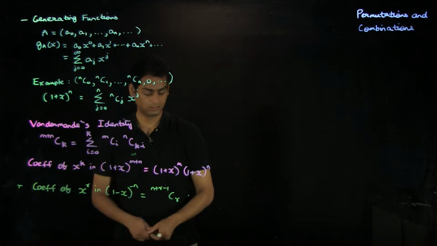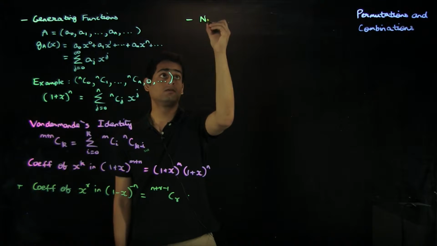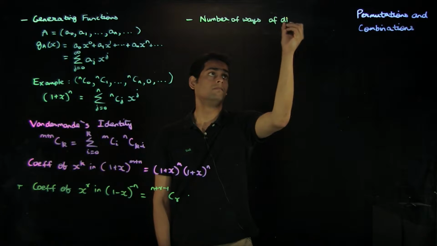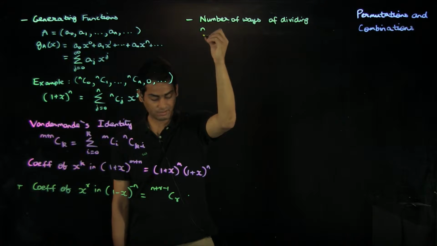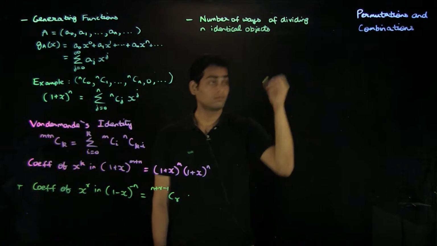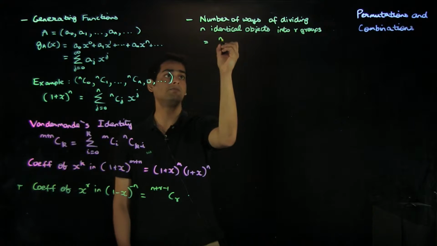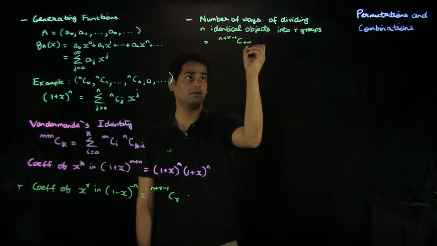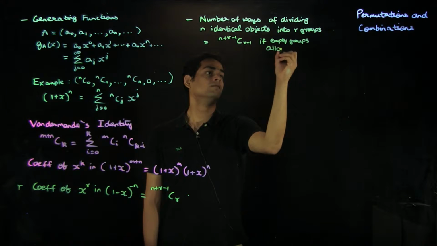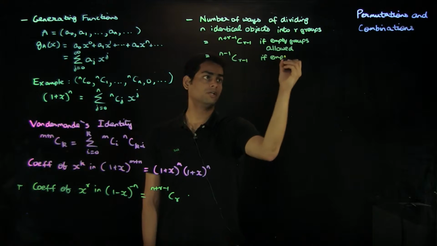So let's look at a first result which can be derived using generating functions. It says the number of ways of dividing n identical objects into r groups equals n plus r minus 1 C r minus 1 if empty groups are allowed, and this equals n minus 1 C r minus 1 if empty groups are not allowed.